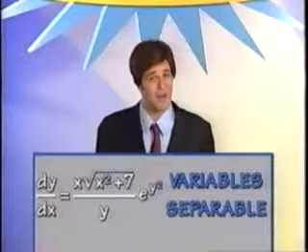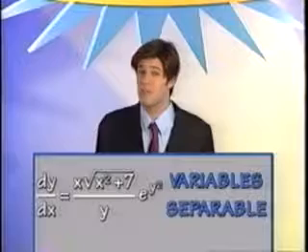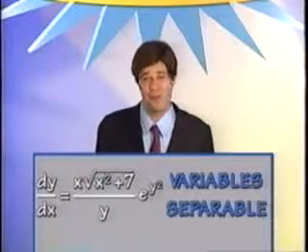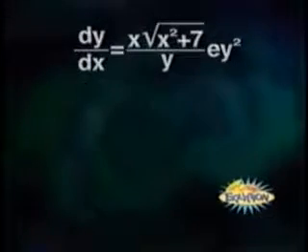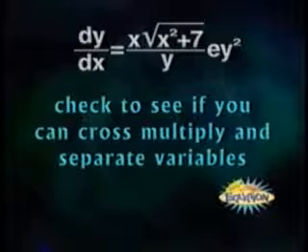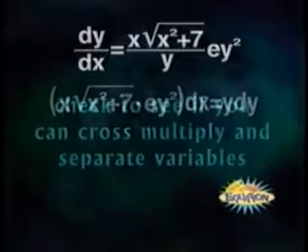Looked like a doozy, but with a few little adjustments, we can separate the variables and solve this puppy. Here's how. Whenever you have an equation with two fractions like this one, always check to see if you can cross-multiply and separate the variables.